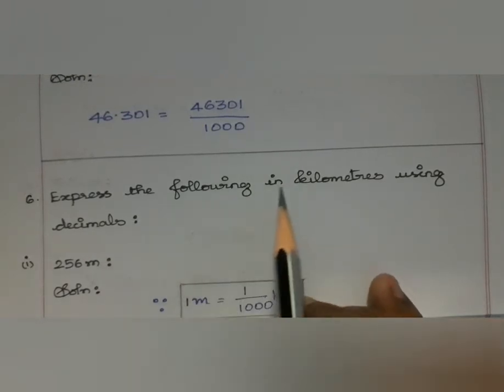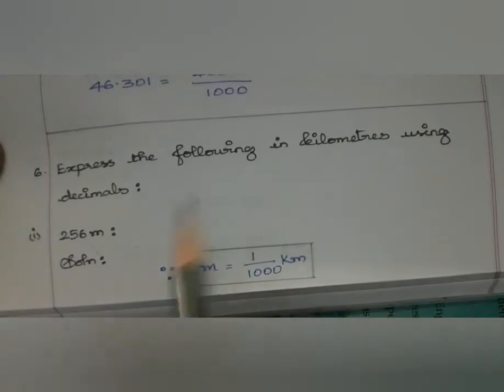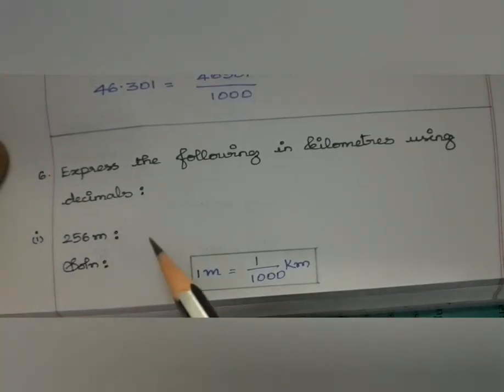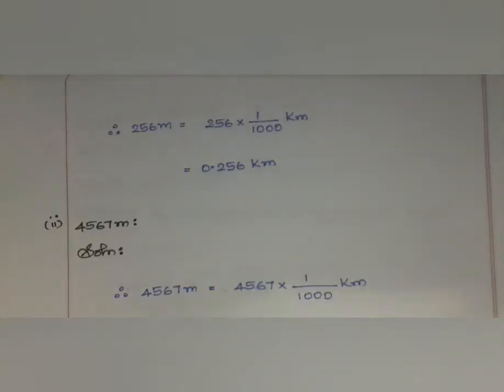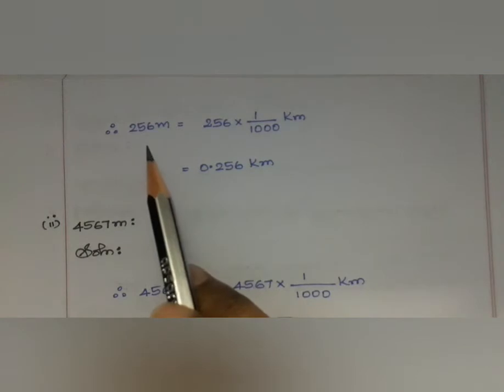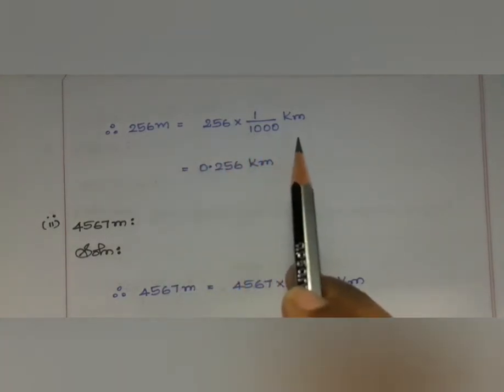Express the following in kilometers using decimals. So first question, 256 meter. When you want to solve this problem, you already know that 1 meter is equal to 1 by 1000 kilometer. So with this concept, with this metric measure, we are going to convert the meter into kilometer, right? Therefore 256 meter is equal to 256 into 1 by 1000 kilometer.